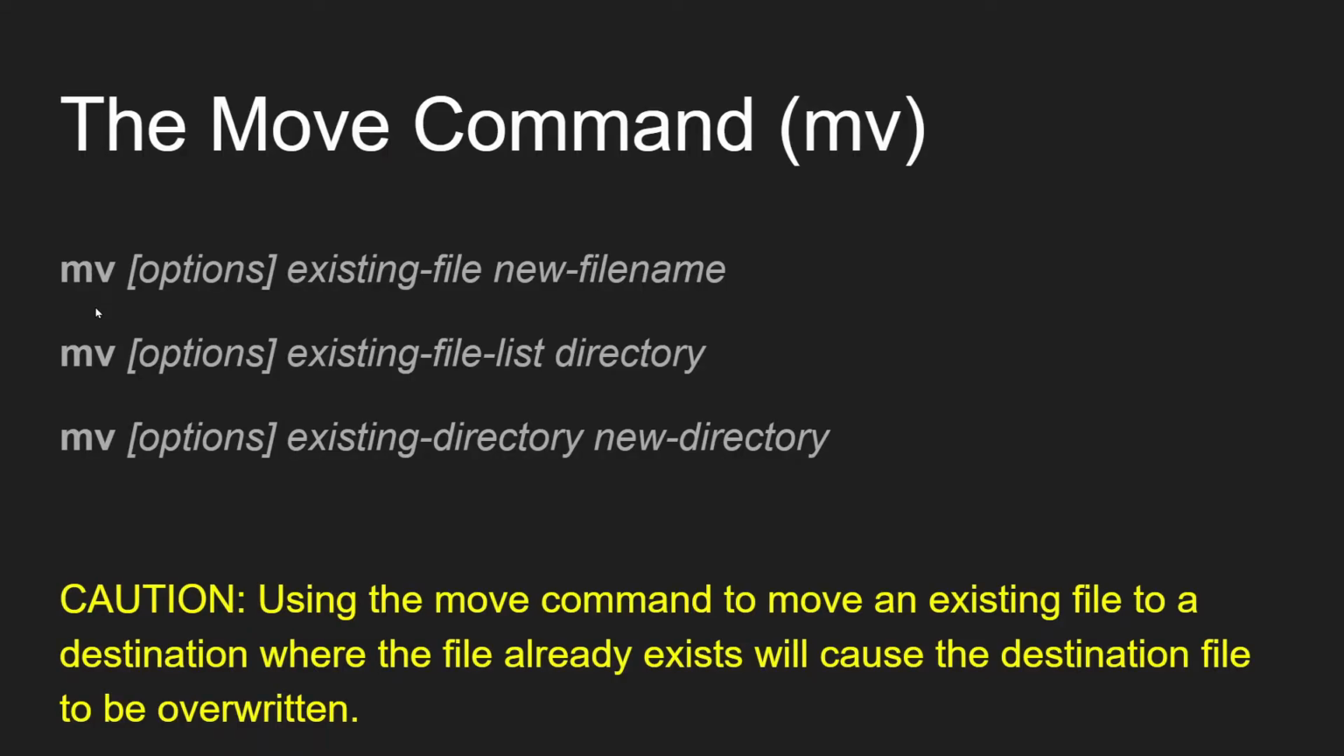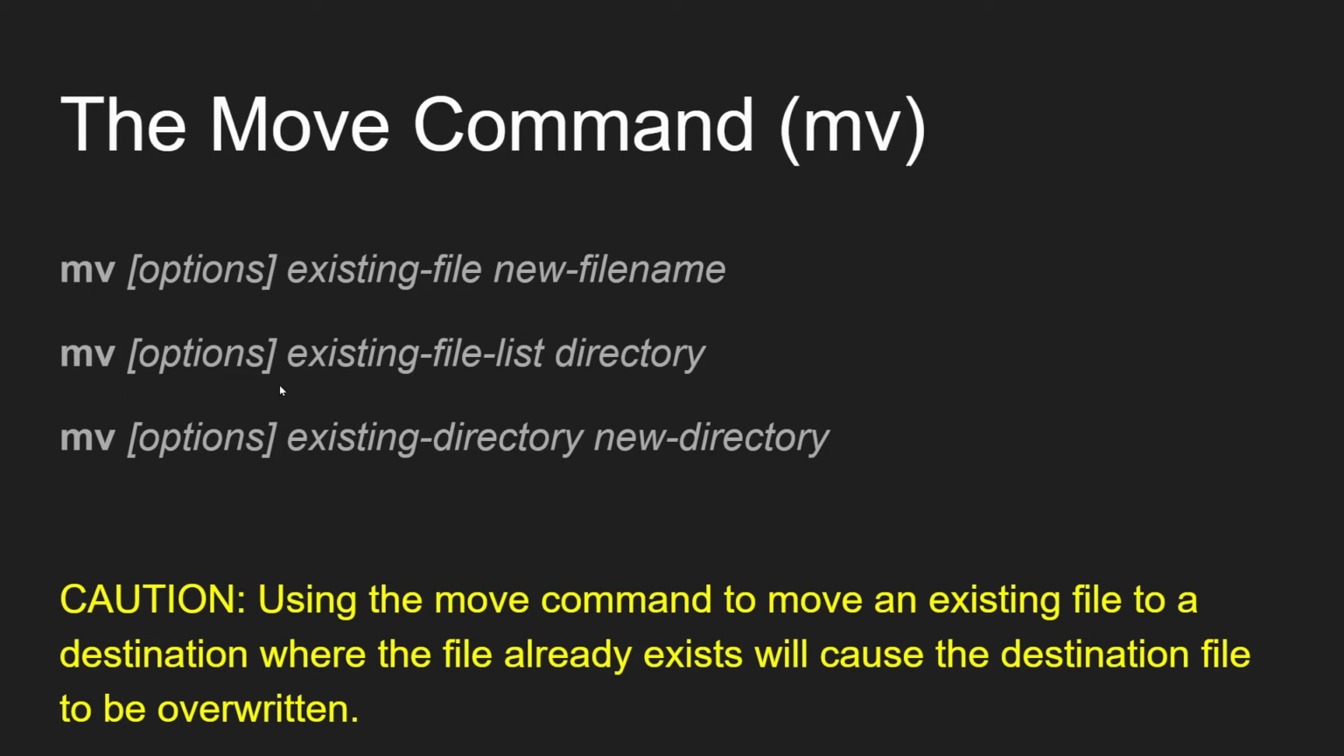The second command we'll learn to use is mv, which is short for move. The move command can be used to rename files and to move one or more files or directories, and it has three forms. In the first form, the existing file argument is the name of the file that mv will move. The new file name argument is the new file name that mv will assign to the existing file.